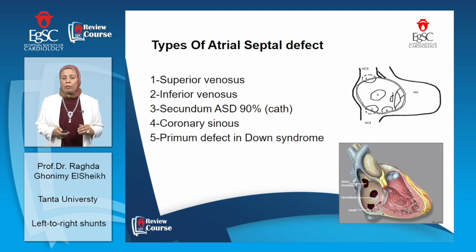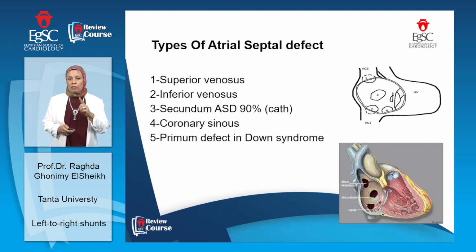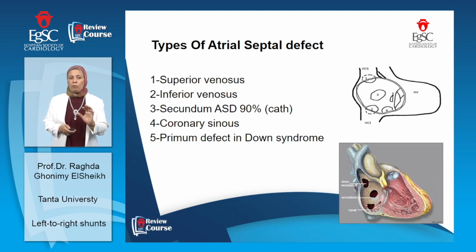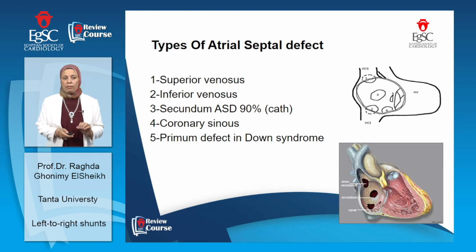And these are the different types of atrial septal defect. Near the superior vena cava, we find the superior sinus venosus defect. Near the inferior vena cava, we find the inferior sinus venosus defect. At the middle of the interatrial septum, we can appreciate the secundum atrial septal defect, which forms about 90% of all atrial septal defects, and which is the most suitable type for transcatheter closure because it has a sufficient rim around the defect. From the superior, inferior, posterior, and anterior axis, we find sufficient rim in most of the secundum atrial septal defects.